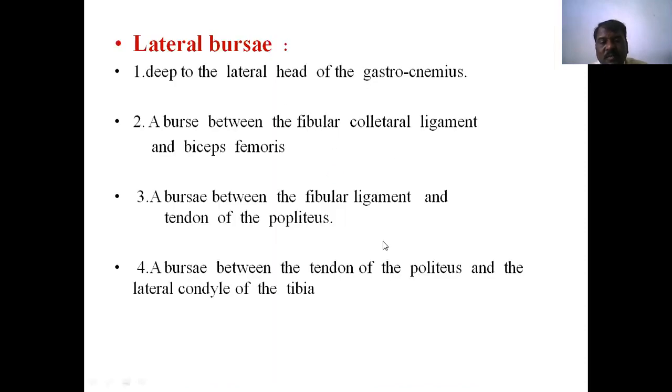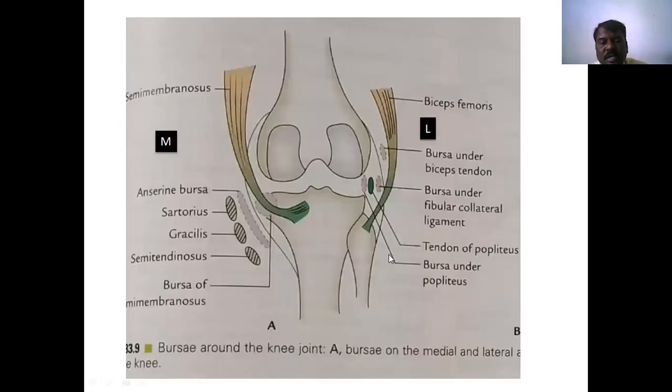Whereas on the lateral side, we can identify 4 bursas. Just lift the lateral head of the gastrocnemius and we can identify 1 bursa. Another one is where the fibular collateral ligament and biceps femoris muscle have their insertion. There we can identify a bursa on the lateral side. Another one is between the fibular collateral ligament and the popliteus tendon. Next, the fourth one is between the tendon of the popliteus and the lateral condyle of the tibia. These are the 4 bursas we can identify on the lateral surface of the knee joint. See here, this is the biceps bursa.